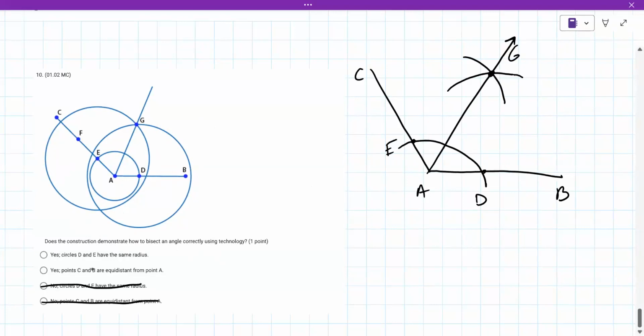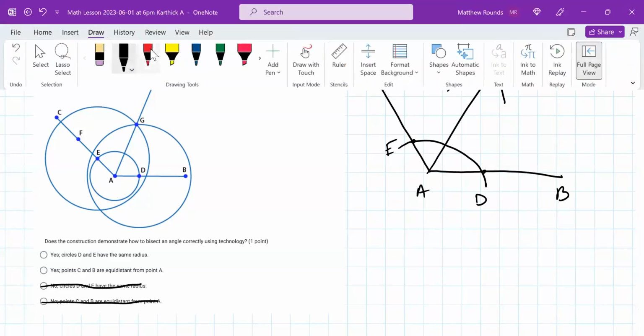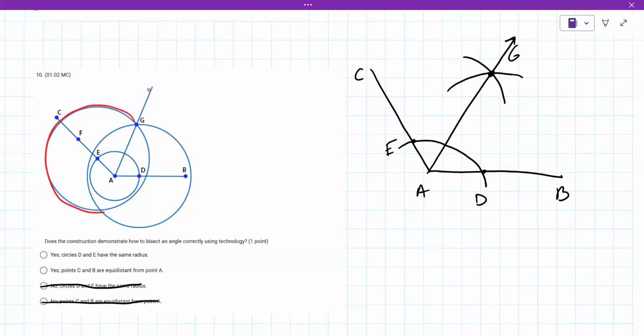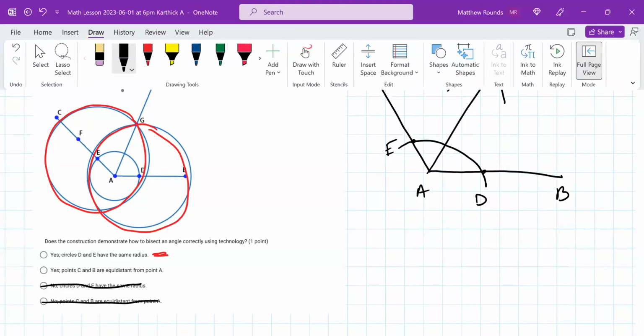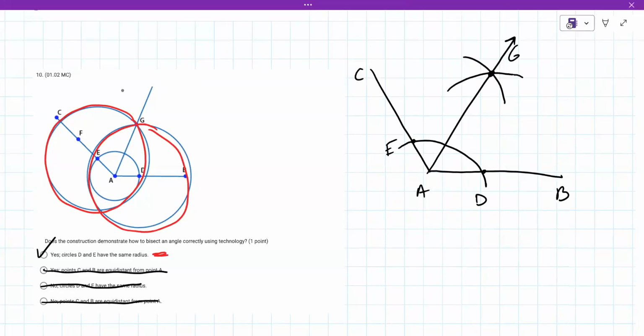And now we have to actually see which one is right. The circles D and E have the same radius. I need to do it here. That circle and that circle have the same radius. Not C, the inner circle and B. C and B are equal. So the second one is not relevant. So I'd probably go with that.